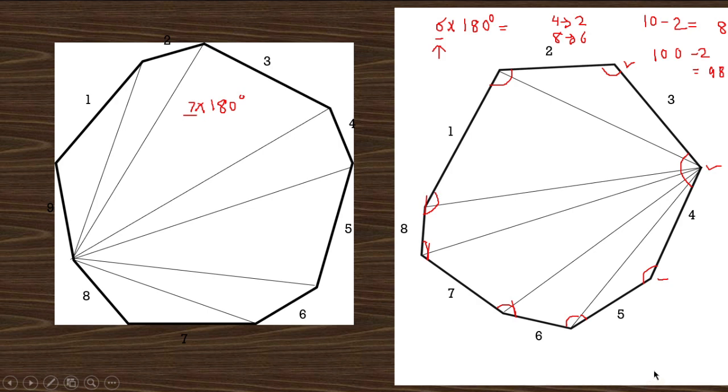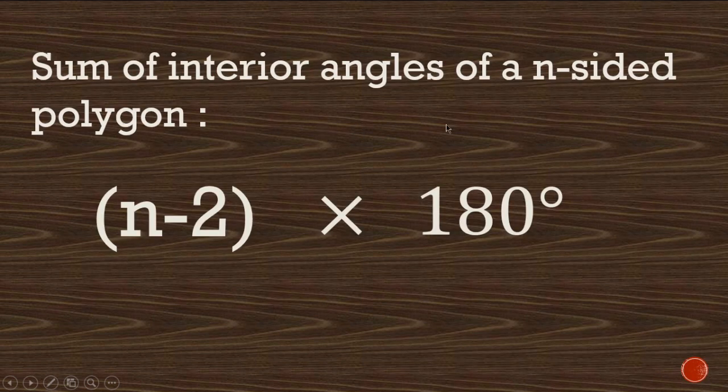So what did we conclude? The sum of interior angles of an n-sided polygon: if there are n sides, the number of triangles is going to be n minus 2, and into 180. So in a way we created an algebraic formula for the sum of interior angles of an n-sided polygon. If it is a 10-sided polygon, then 10 minus 2 into 180. 12-sided, then 12 minus 2 into 180. So that's all for this video. Thank you.